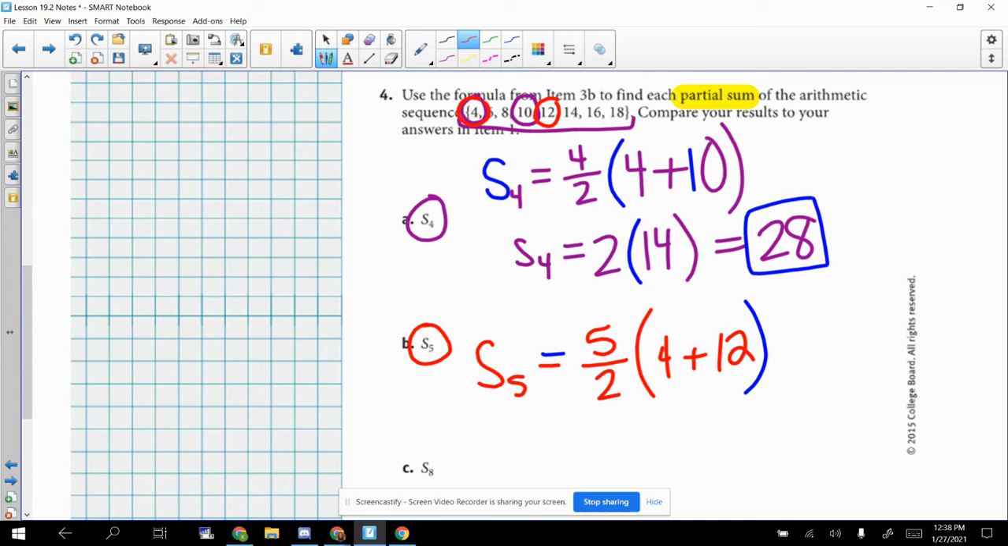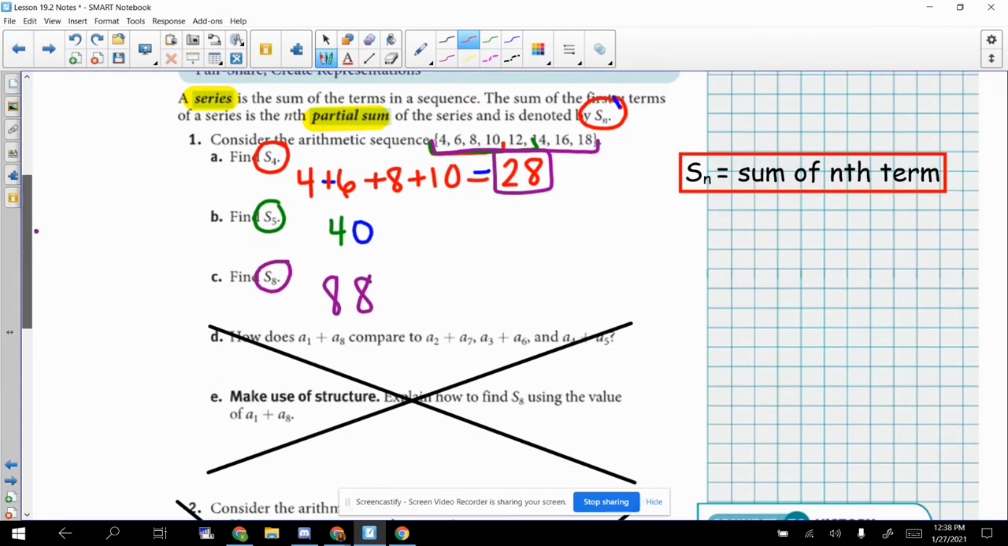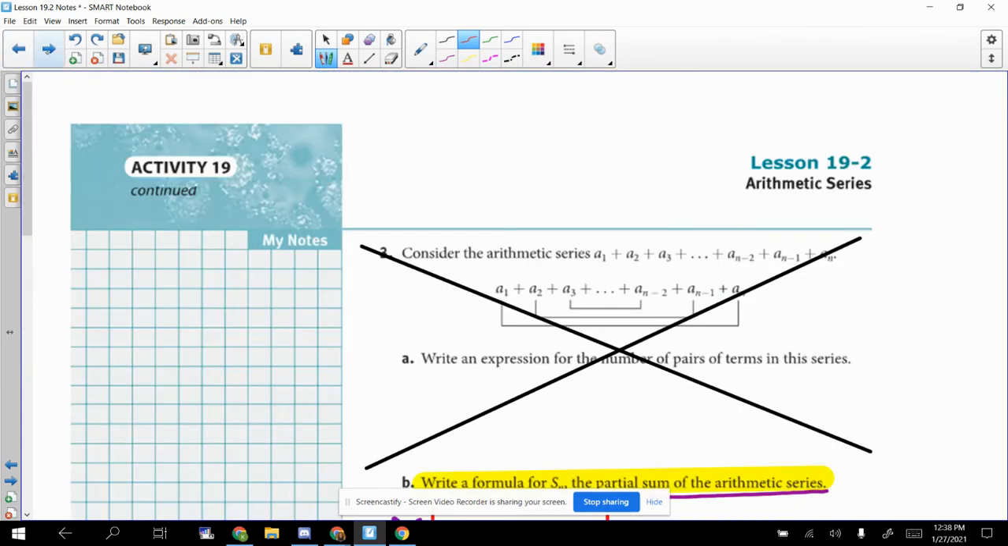So now you could do this in your calculator. 5 divided by 2 is 2.5. 4 plus 12 is 16. So then 2.5 times 16 is going to give you 40. And again, if we look back, that matches. Okay, so we're doing it correctly.